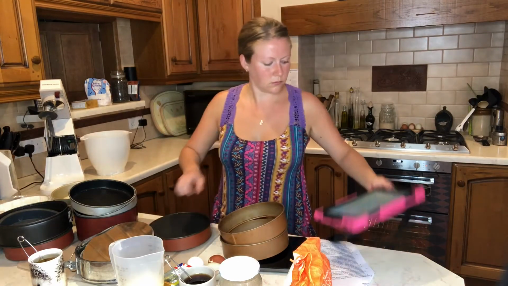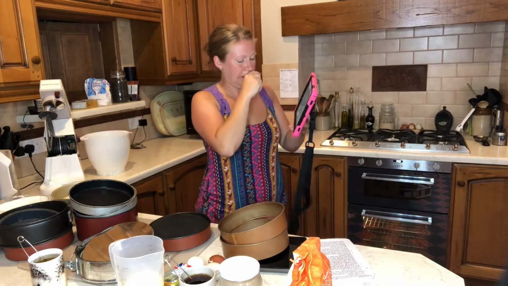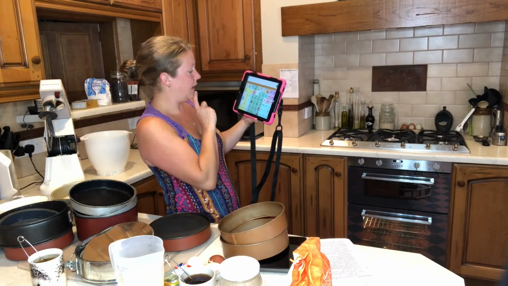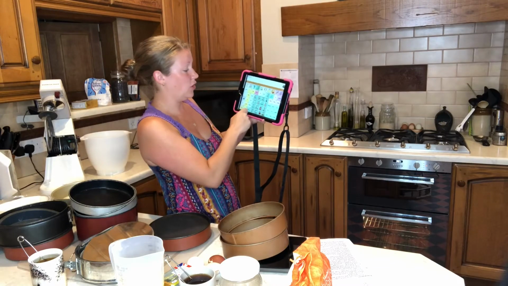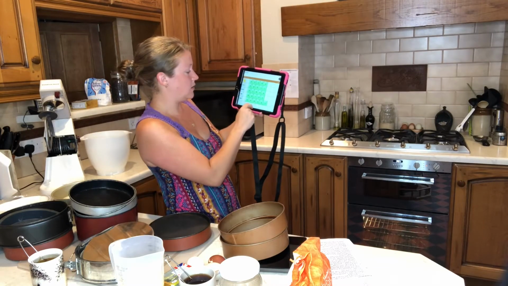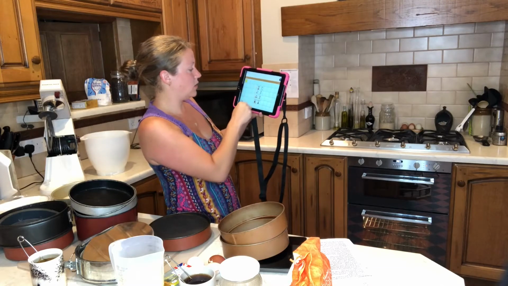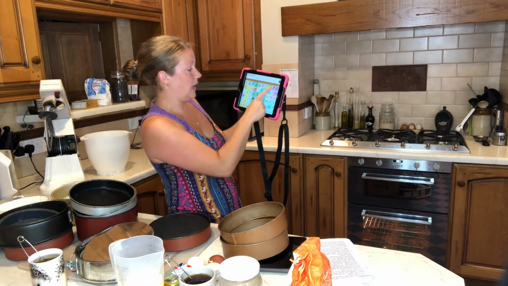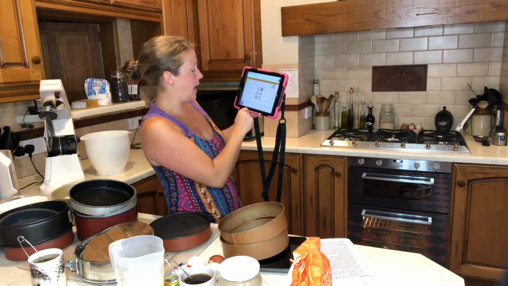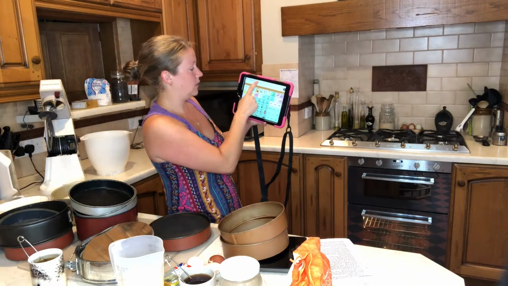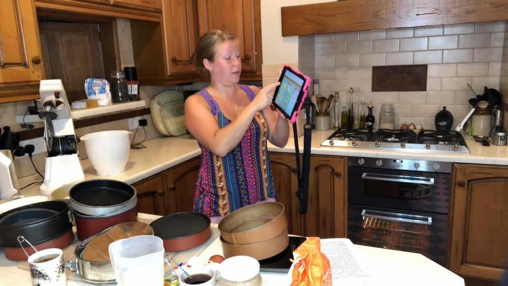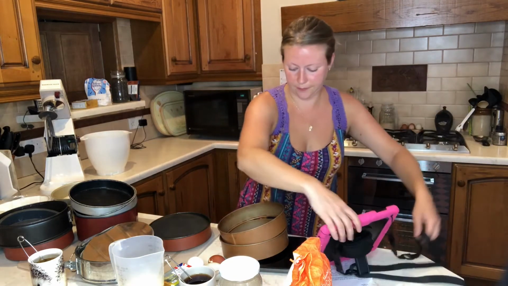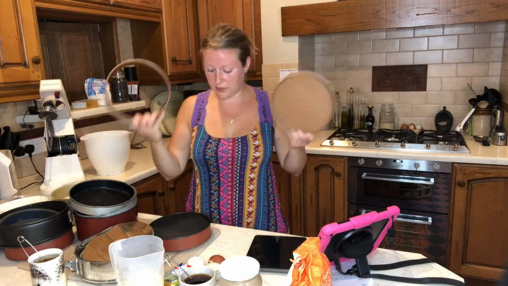Well. This is a lesson in not keeping things in a messy place. Oh dear. So I can't use these two, because I haven't got a bottom for that one.